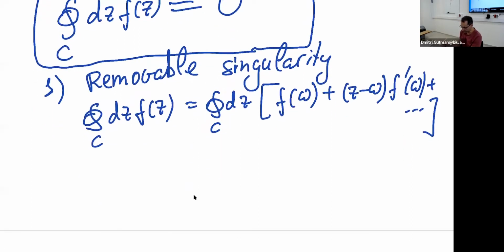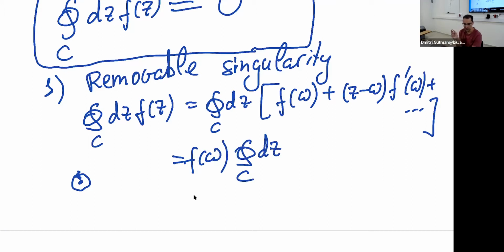Now, let's discuss what happens. The contour of integration, I can make it as small as I wish. Now, the first term will be just f of W integral along the contour C, dz, but this is a regular contour of integration, just proportional to its length. I take its length to 0, and therefore I get 0. And the same goes with all other terms, they get small.